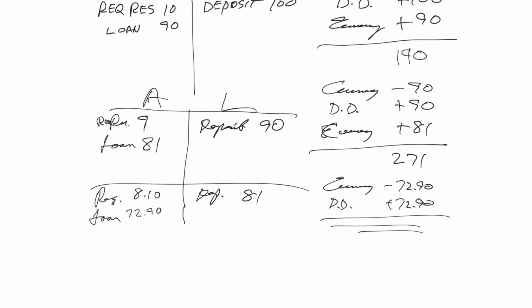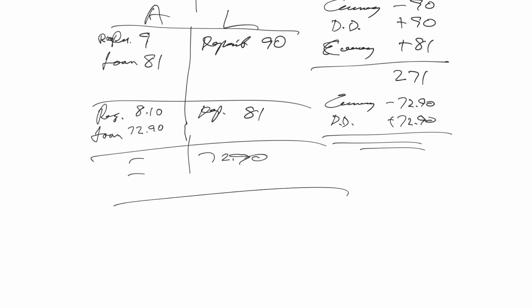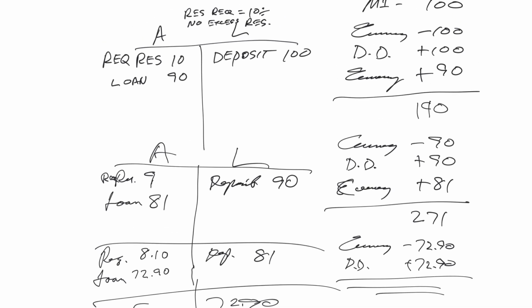Part of your homework is to do this until, notice that each round gets smaller and smaller. Okay, look at this. You start with 100, then it's 90, then it's 81. It keeps going down. Then it's $72.90, and part of that is held as reserves, part of it is lent out, and then that keeps on going, down and down. So each round of lending gets smaller and smaller. The reason is that each round, part of it is held as required reserves. Part of it is siphoned off as required reserves.